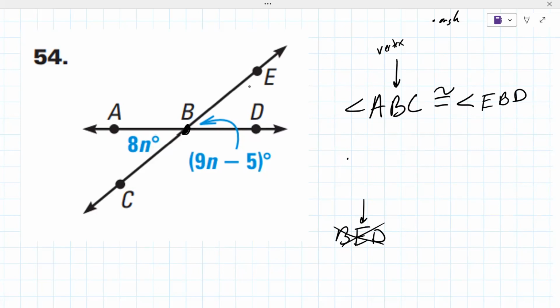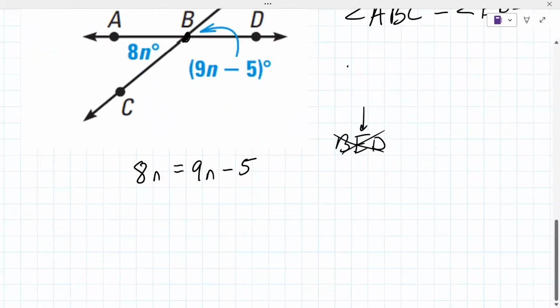All right. So now this means that 8n is equal to 9n minus 5. Okay, now this is another multi-step equation. You move from the smaller to the larger. So do you subtract 8n or do you subtract 9n?